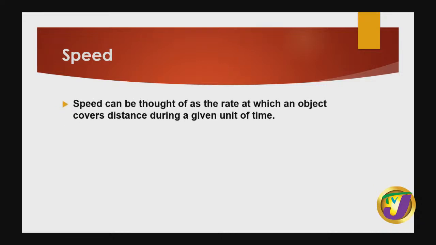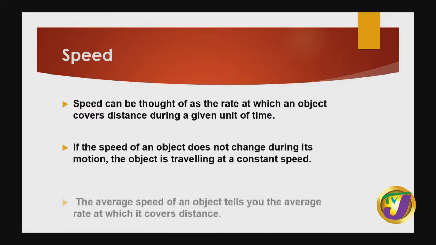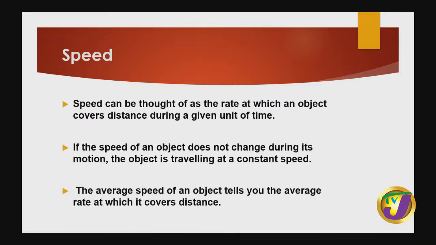Speed can be thought of as the rate at which an object covers distance during a given unit of time. If the speed of an object does not change during the motion, the object is traveling at constant speed, as we were talking about with the 90 kilometers per hour. So there's no change during that motion. And the average speed of an object tells you the average rate at which it covers the distance.